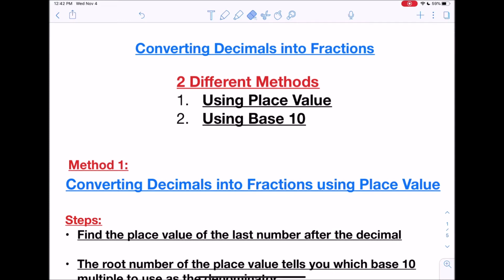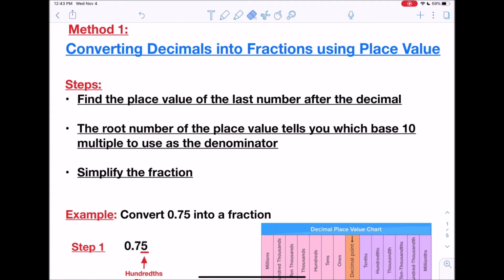Today we're looking at converting decimals into fractions. So we're going to look at two different methods, but they're actually the same kind of method, just looking at it in two different ways. The first one is using place value, and the second one is using base 10 multiples. So let's take a look at the first method, converting decimals into fractions using place value.